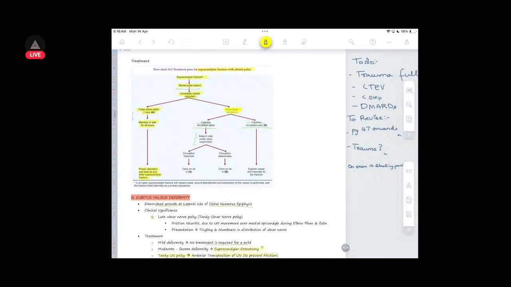However, if the pulse does not come, and yet the capillary circulation is good, you can keep it in a slab and keep it under close supervision. If it improves, then you carry on as normal. If it deteriorates and capillary circulation is poor, you explore the vessel and internally fix the fracture.